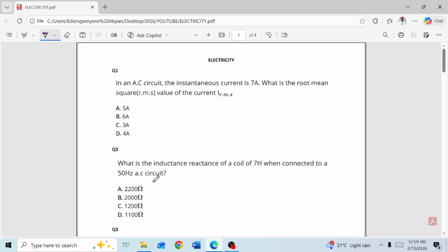Let's begin with question number 1. In an AC circuit, the instantaneous current is 7 ampere. What is the root mean square value of the current?